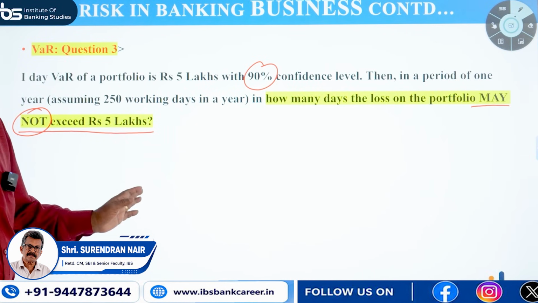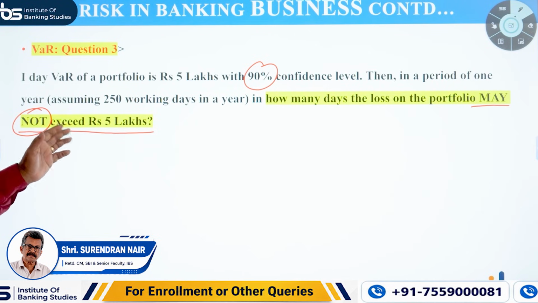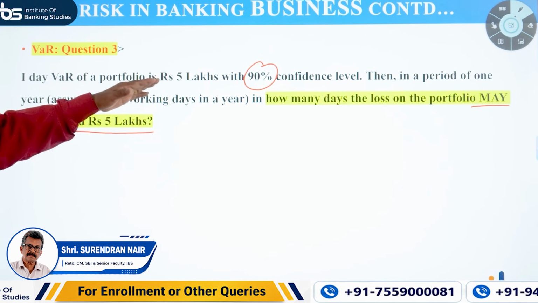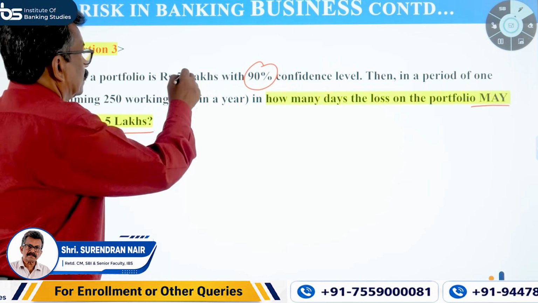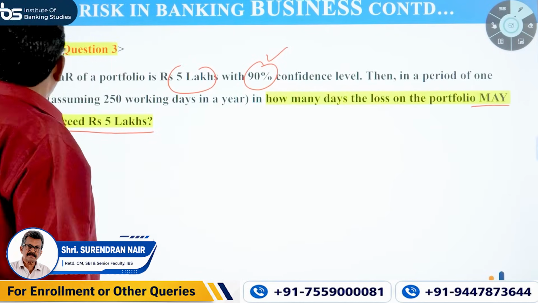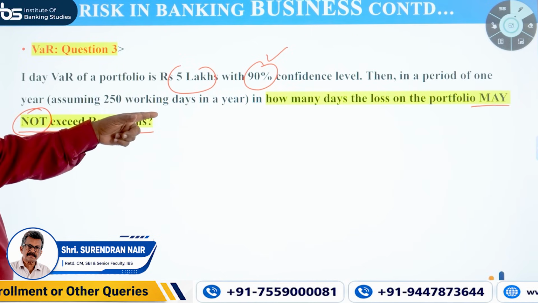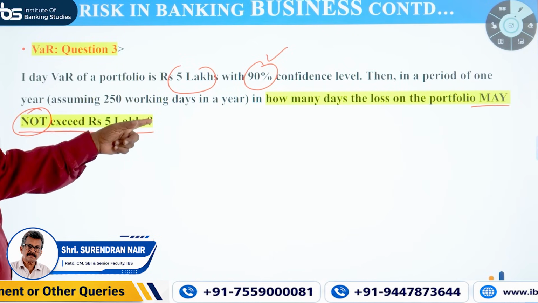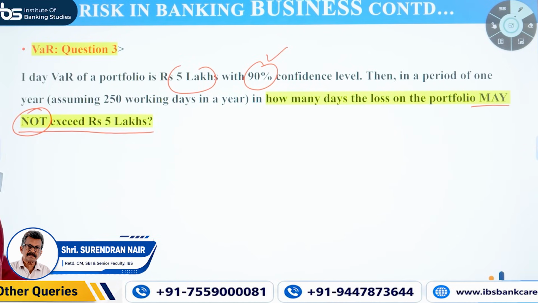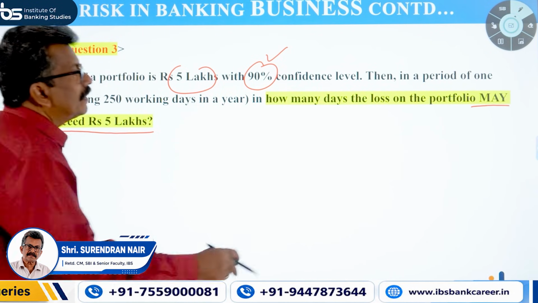It is not asking about the non-confidence level. It is asking about the confidence level. It will not exceed. One day VaR is 5 lakhs, and the confidence level is 90%. In a period of 1 year, assuming 250 days in a year, how many days may the loss on the portfolio not exceed? So 90% of what? 1 year, 250 days, it will give you the answer.